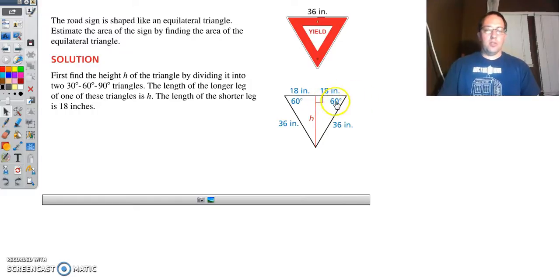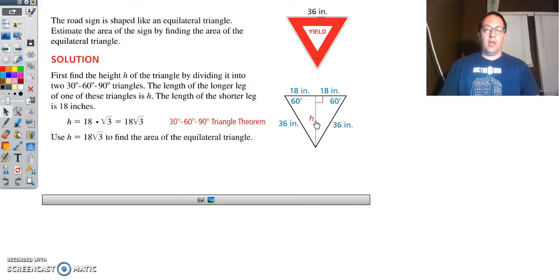All right. And so we have 18 inches for the short leg of this little right triangle, the 30, 60, 90. And so if 18 is the short leg, the long leg is the short leg times the square root of 3. So that means our height is 18 square roots of 3.